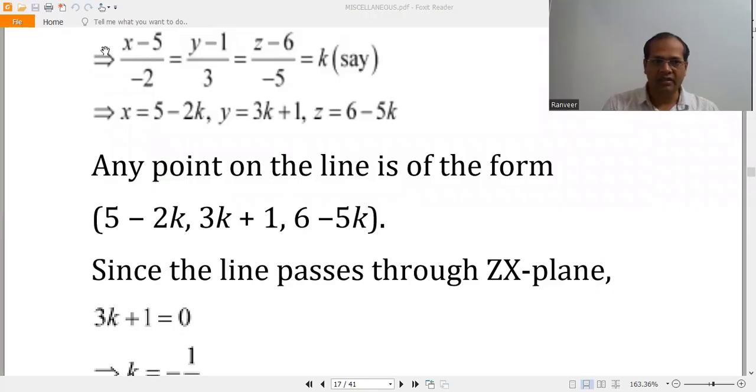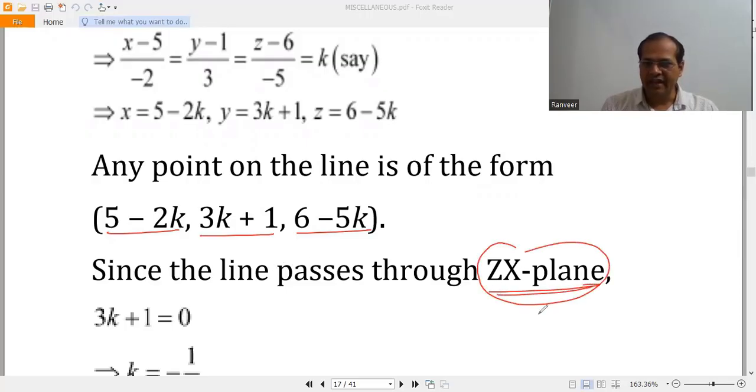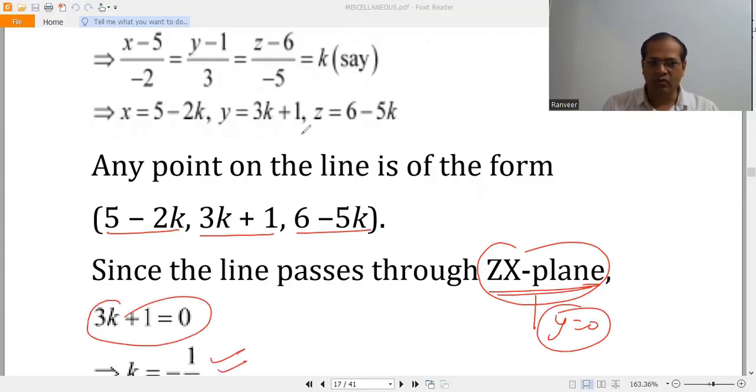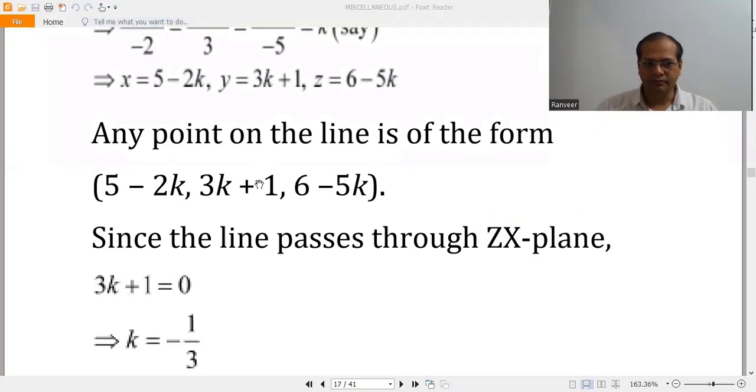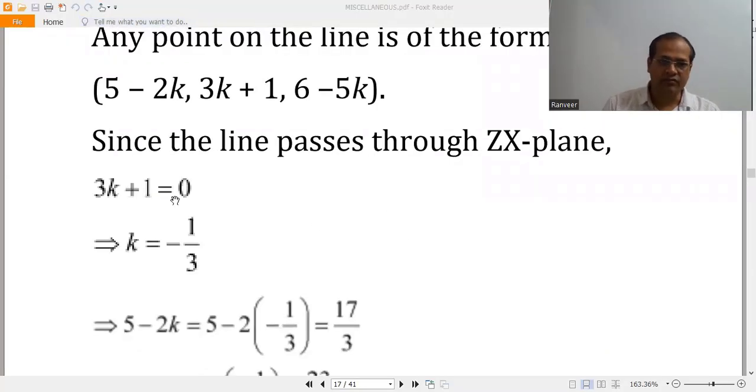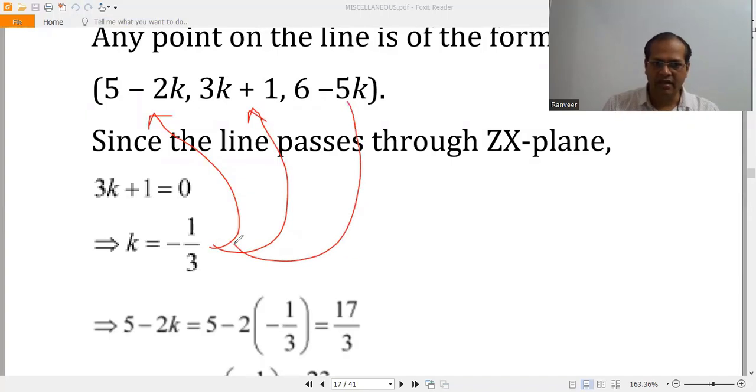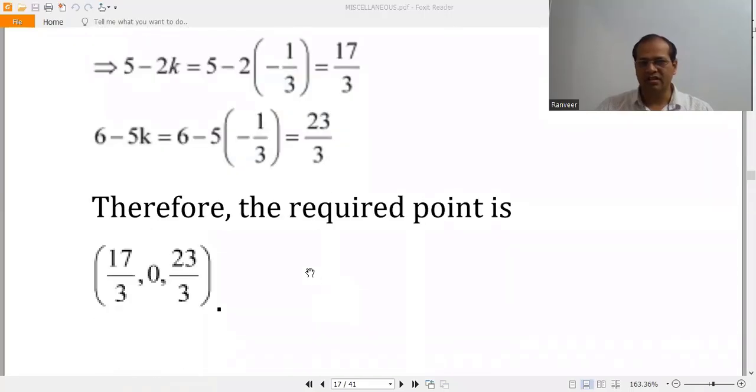So any point on the line is of the form 5 minus 2k, 3k plus 1, and 6 minus 5k. Since the line is passing through the ZX plane, the ZX plane has y value equal to 0. So 3k plus 1 equal to 0, k equal to minus 1 by 3. After that, we just substitute in the given point. So here and here we substitute and get the result. So 5 minus 2k is 17 by 3, obviously y value is 0, and 6 minus 5k is 23 by 3. So these are the required points.